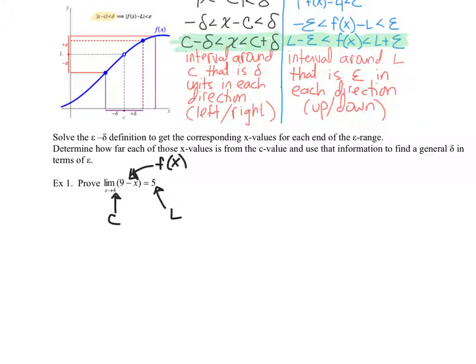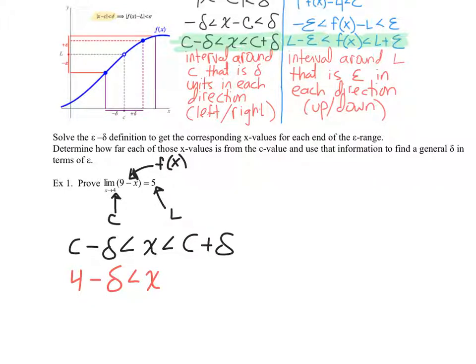I mean, it's really plug and chug, at least initially. So the C value is 4. If I'm working with C minus delta less than x less than C plus delta, I'll just focus on this for now. We're looking at the C value of 4 minus unknown delta less than x, the independent variable, which is less than 4 plus delta.